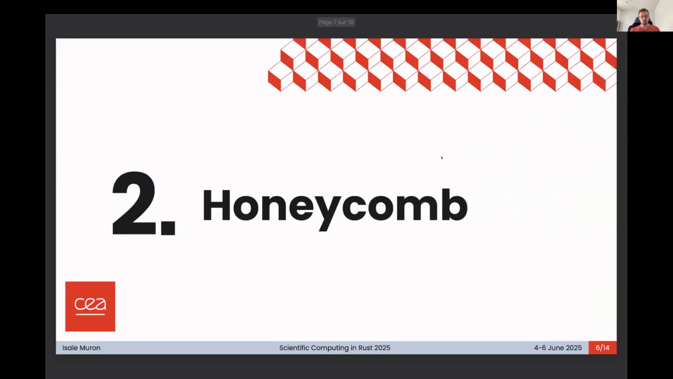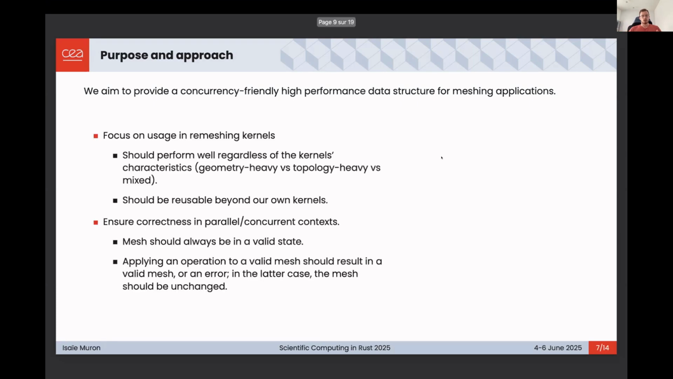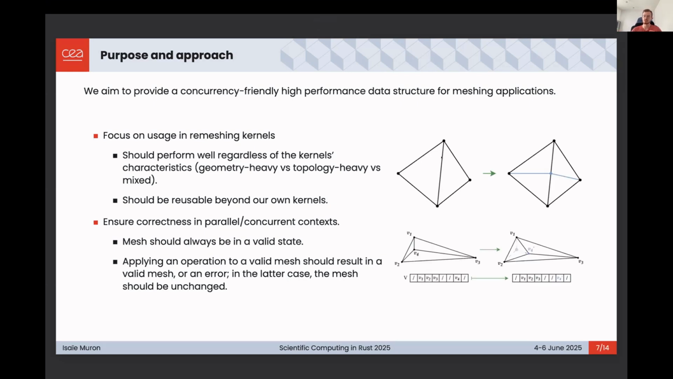To do that, we choose to base our approach on data structures. So we decided to implement in Rust a mesh data structure that will balance correctness and performance. The idea is that the data structure should not be overly optimized for a single type of kernel, which is something that you see a lot in the meshing literature. Just to really insist on that aspect of a library, we are providing building blocks.